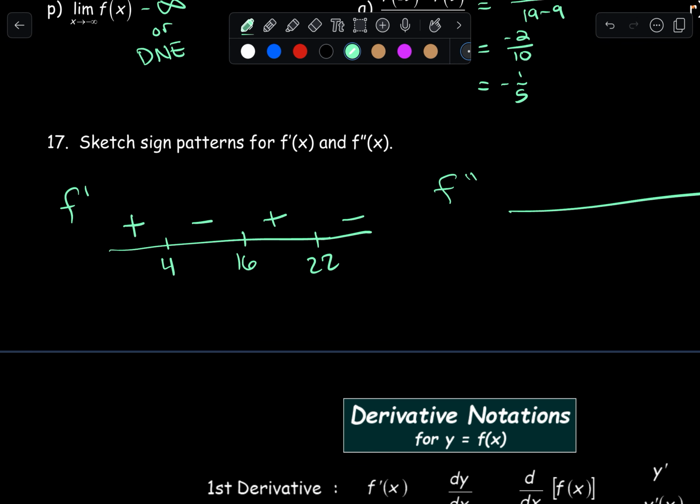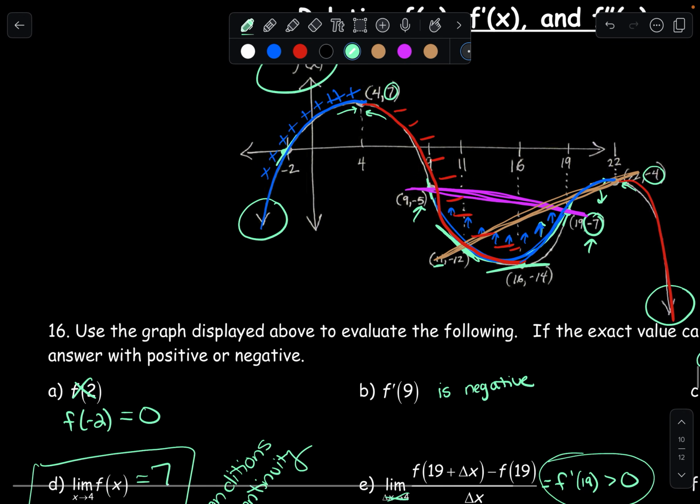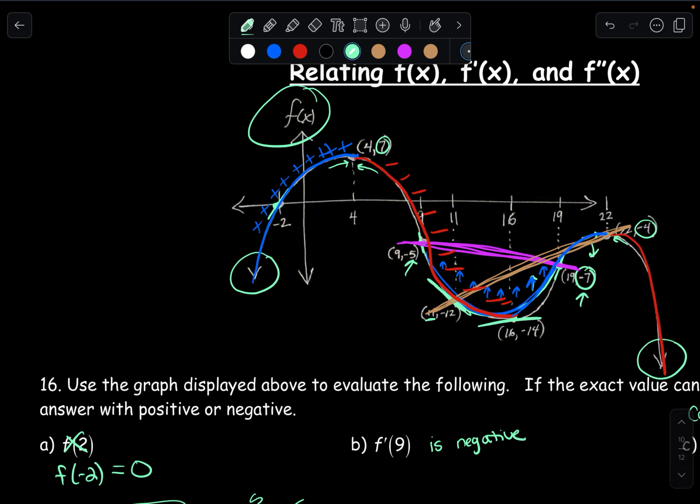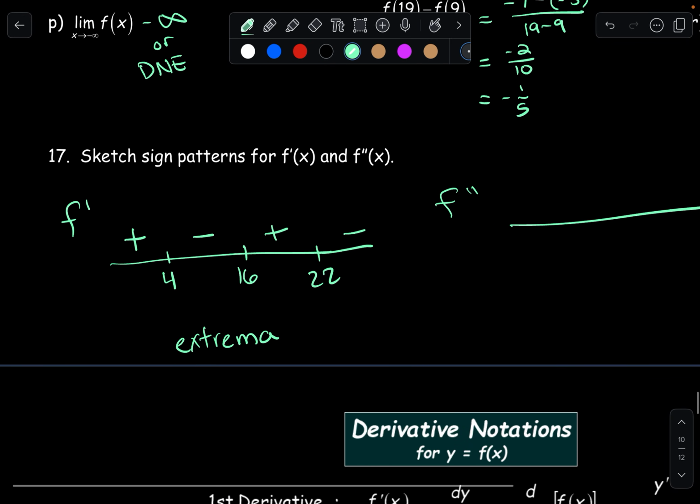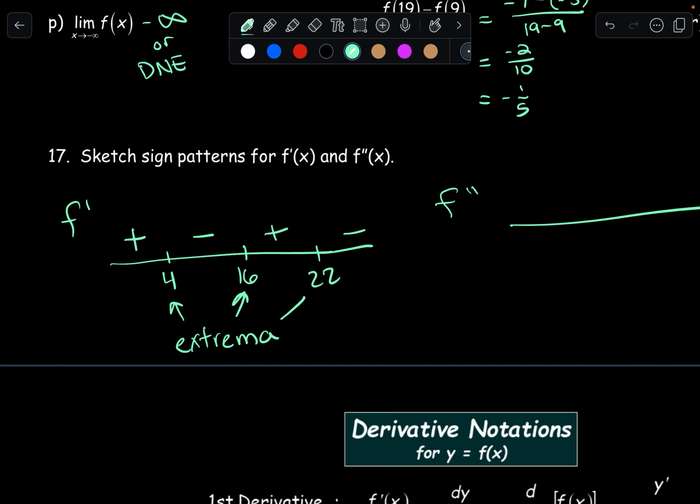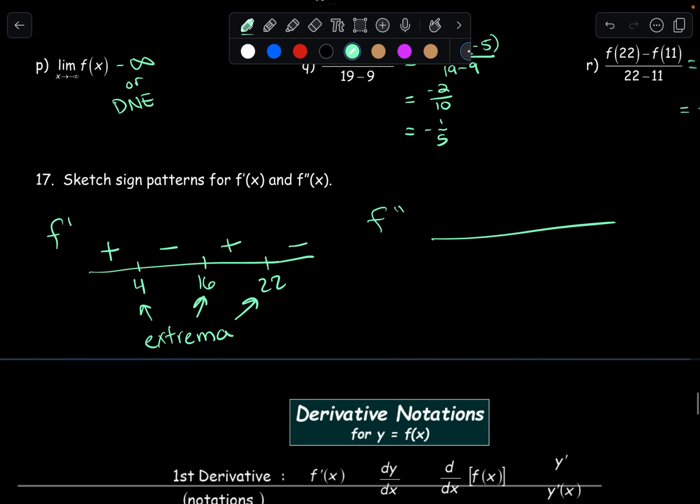Okay. So the local extrema, or it could be global, depending on which way it's facing. I guess this one, we do have a global. Yeah, we have a global maximum at (4, 7). So any extrema, really, that's going to be the numbers that you see on your sign pattern for f prime of x.